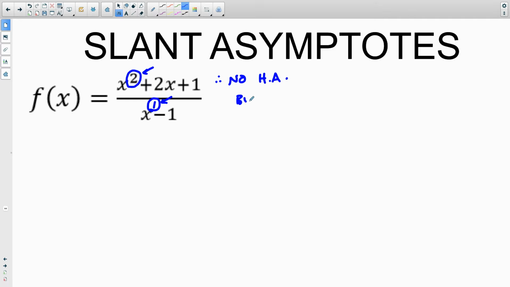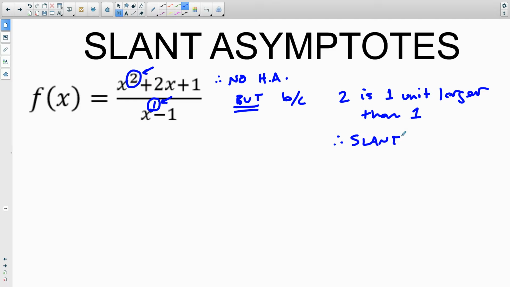But this is the one specific case where, because 2 is 1 unit larger than 1, and you're like, okay, what are we in kindergarten here, there is a slant asymptote. Only when the degree of the numerator is exactly 1 larger than the degree of the denominator do we have a slant asymptote. If this was a 3 and this was a 1, we wouldn't have one.